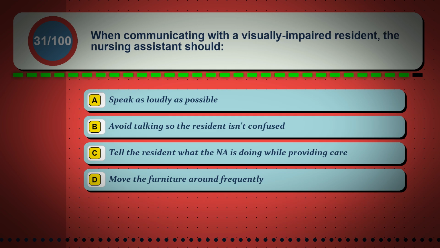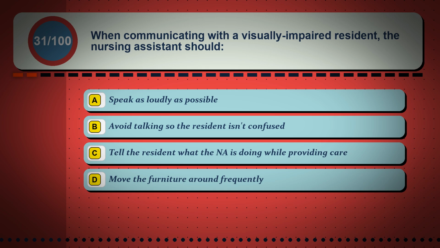Question 31. When communicating with a visually impaired resident, the nursing assistant should: Option A. Speak as loudly as possible. Option B. Avoid talking so the resident isn't confused. Option C. Tell the resident what the NA is doing while providing care. Option D. Move the furniture around frequently.